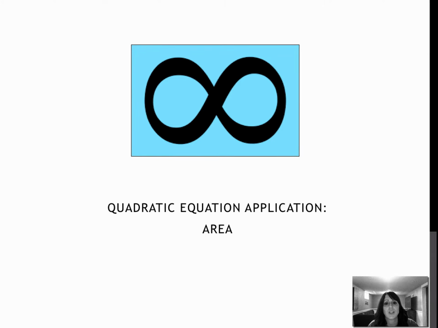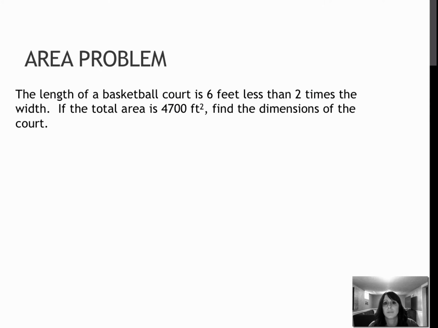Our next application deals with area. So the first area problem has to do with a basketball court, and they give us some information about the basketball court, but not quite enough right off the bat, so we're going to have to be a little bit creative. It tells me that the length of the court is 6 feet less than 2 times the width.